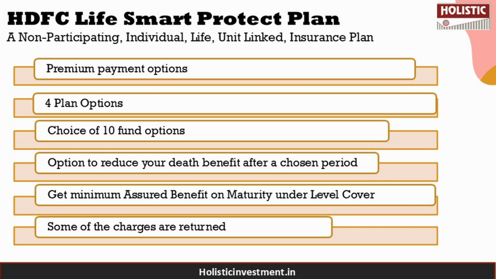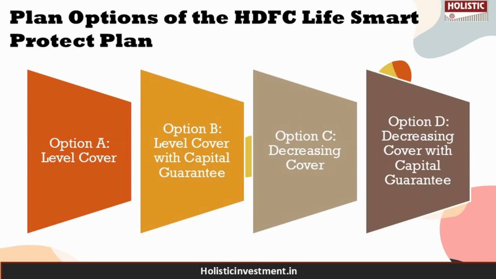You also have the option to reduce your death benefit after a chosen period under decreasing cover and decreasing cover with capital guarantee plan options, and you get a minimum assured benefit on maturity under level cover with capital guarantee and decreasing cover with capital guarantee plan options. And some of the charges that they make you pay in this policy are written during the policy term itself. As I have previously mentioned, this policy offers 4 plan options that you can choose from depending on your protection and savings needs.